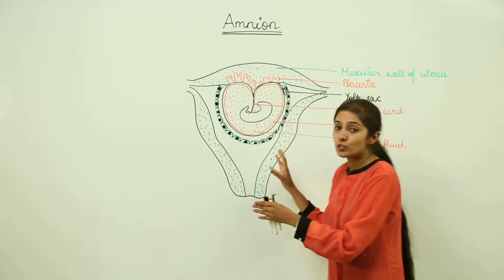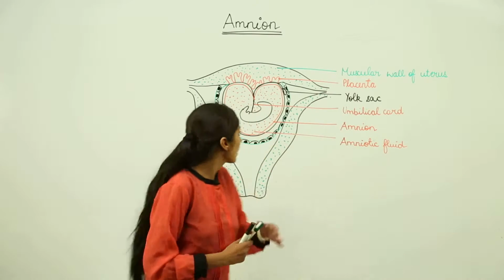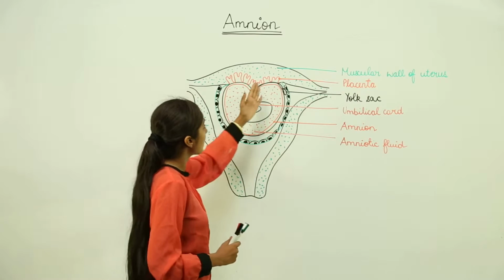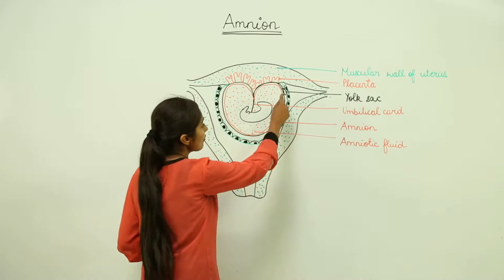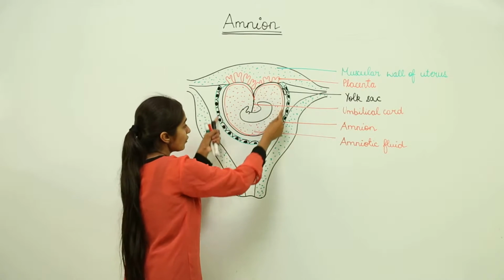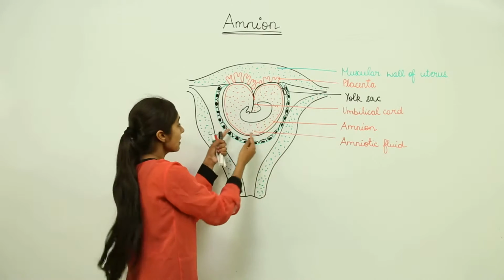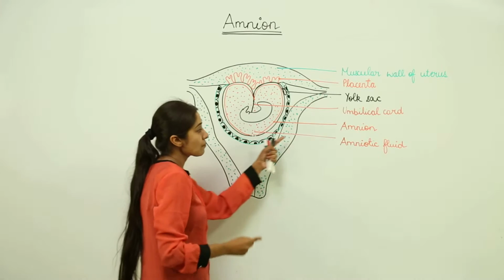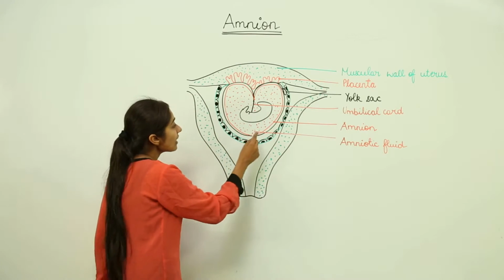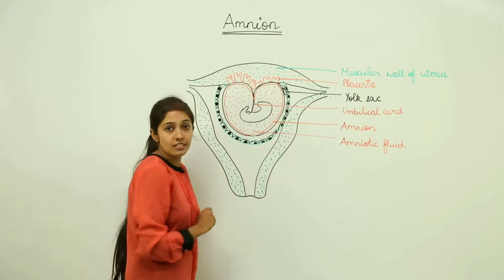So this is the stage when the fetus is there, right. You can see this muscular wall of the uterus, and this is the placenta. Then we have a yolk sac, and this is the umbilical cord, and this sac which is actually surrounding the fetus, this sac is known as amnion. Now this amnion sac is surrounding the whole fetus.